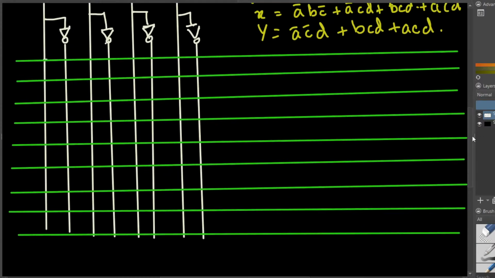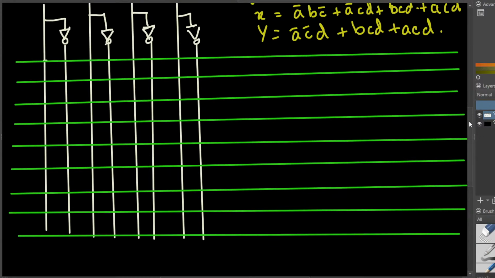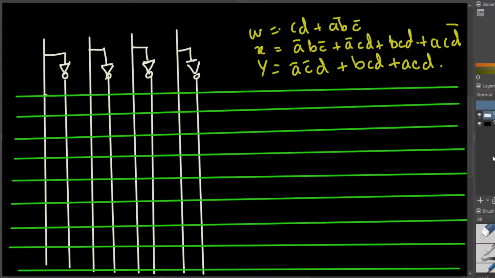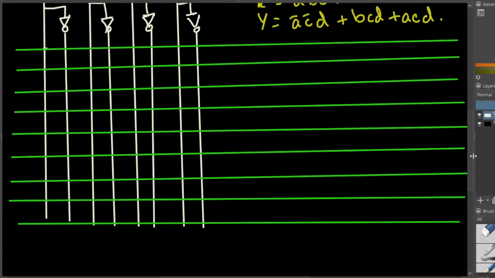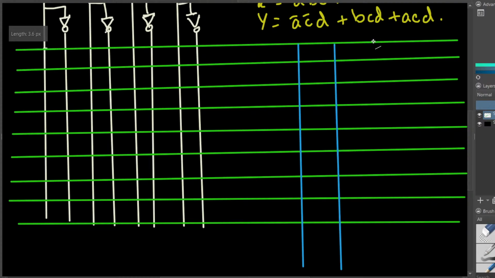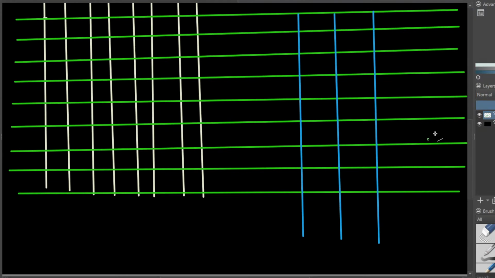And also, for these three functions, we have W function, X function, Y function. What we do is we draw a line for those as well. Let's draw it with a different color. Let's say this one is the W line. This one is for the X. This one is for the Y. Okay, let's label this W, X, and Y.